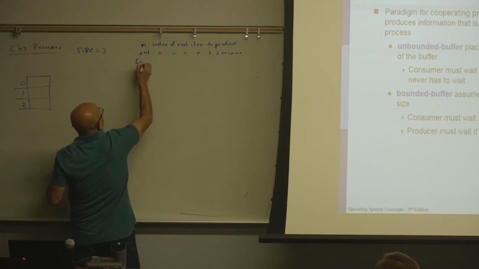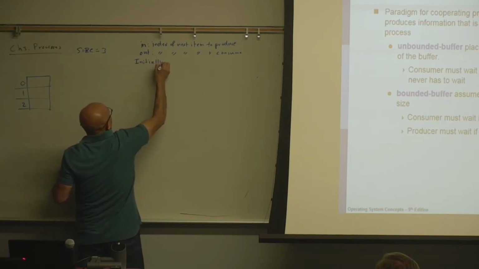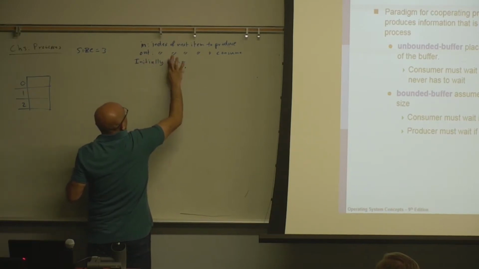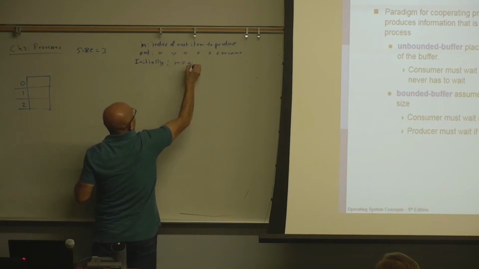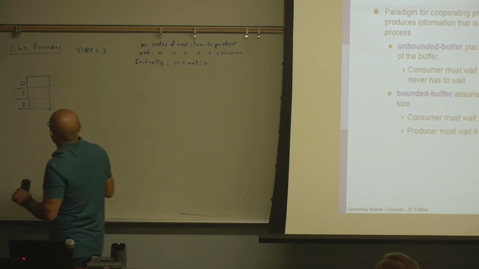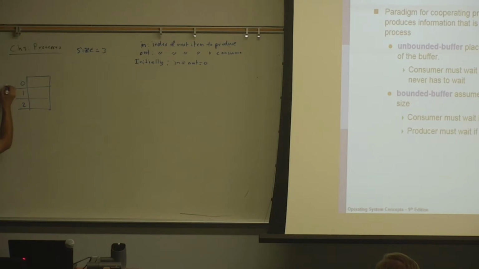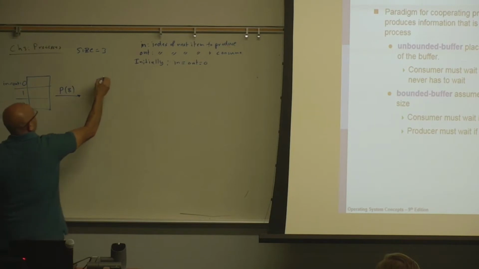Initially, in equals out equals 0. So initially we have this. Now suppose the producer produces an item of value 8. Then we will have this.